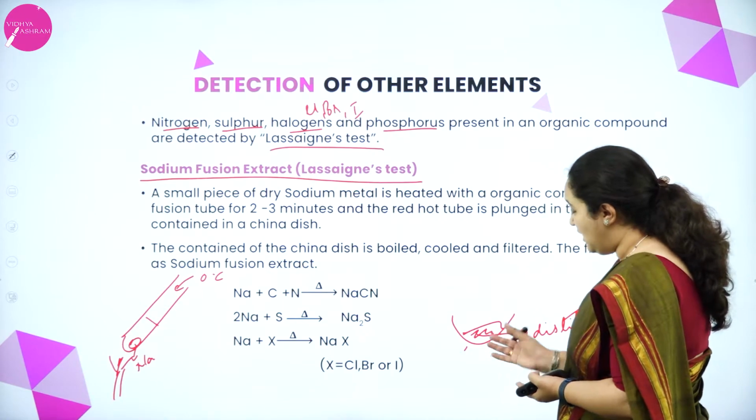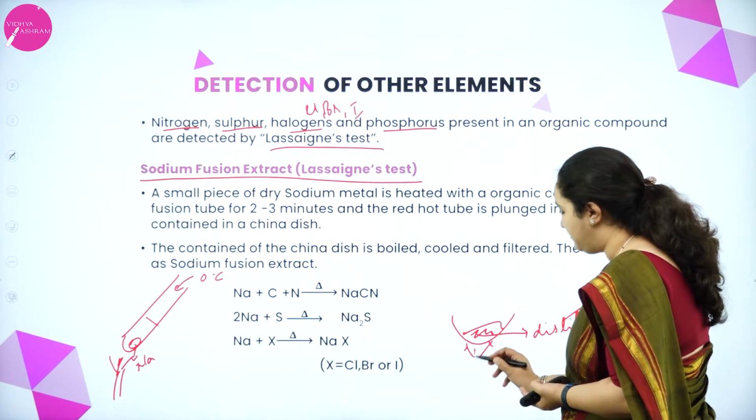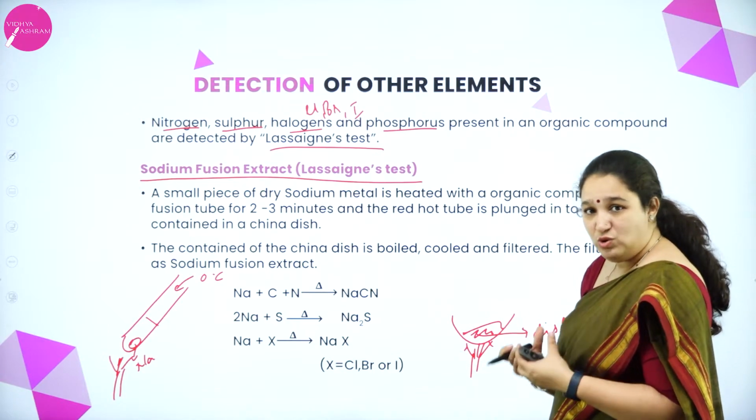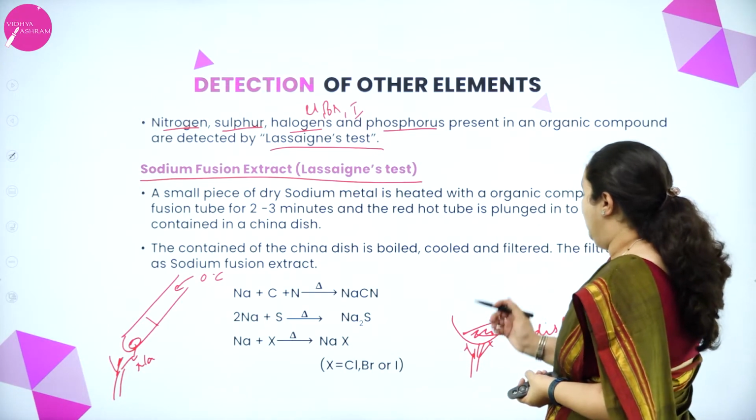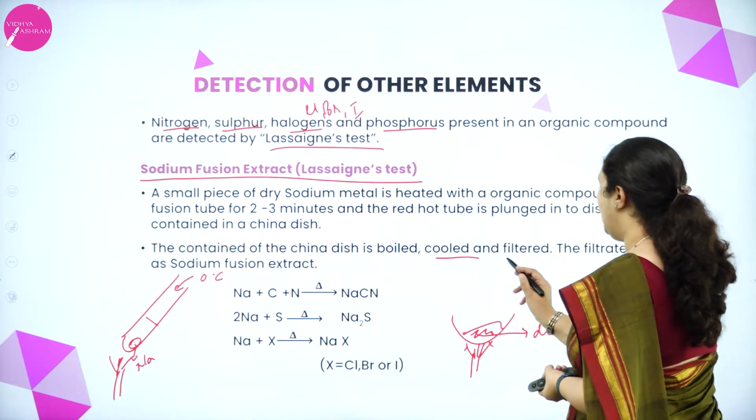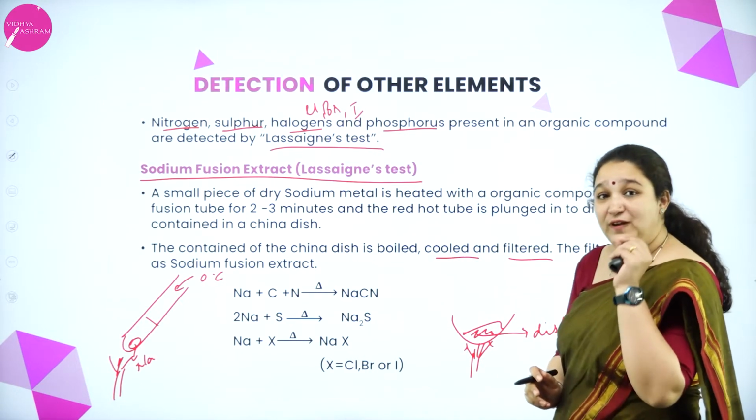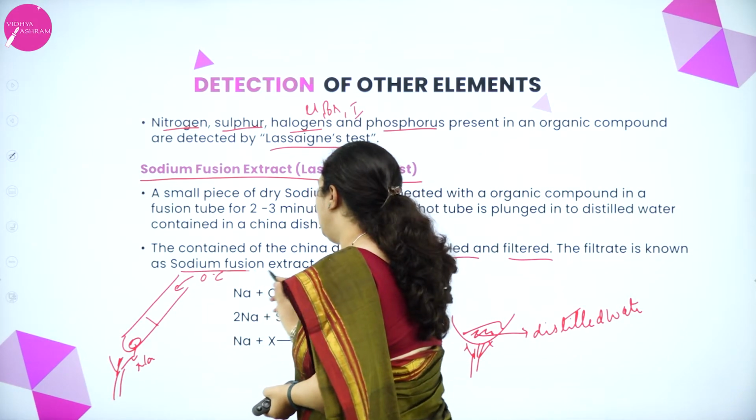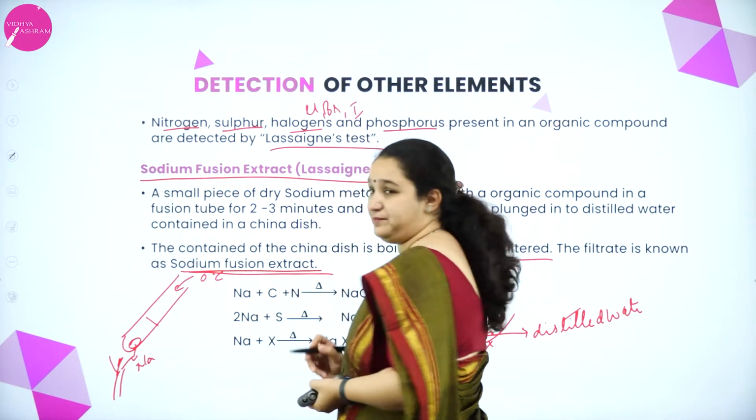Now, what you do is you heat this china dish again, so that you get a concentrated solution. Then the entire solution is cooled and filtered. Now the filtrate that you get is called sodium fusion extract.